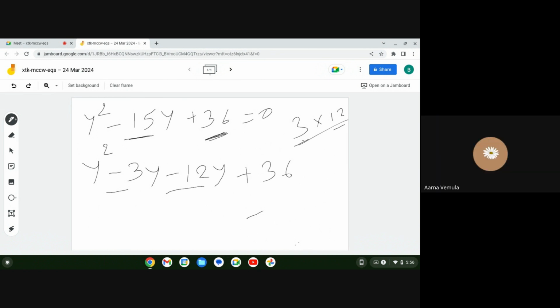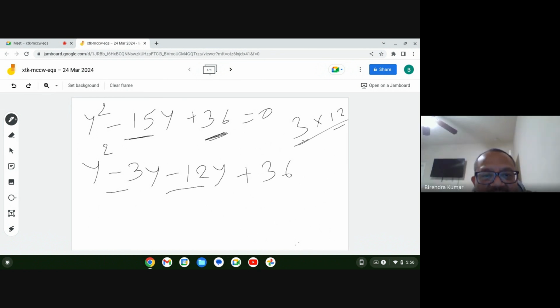Yeah. So Arna, whatever you did, I'm just adding a method to it so that it is a structured approach. Whether it is minus 3y minus 12y or minus 4y minus 11y, which is the right combination, this factorization helps you get that. So by using the right factorization, I have split it this way. And you did the same thing.